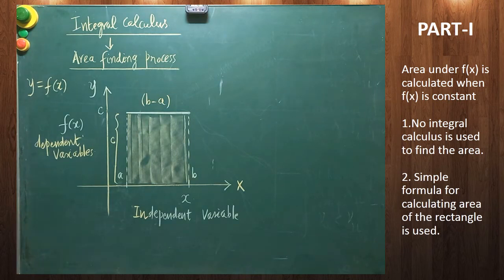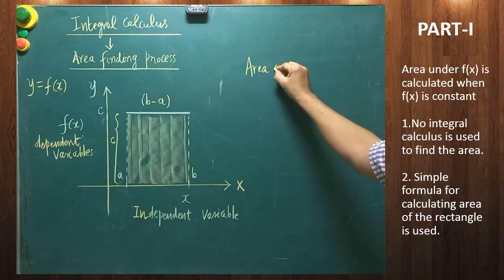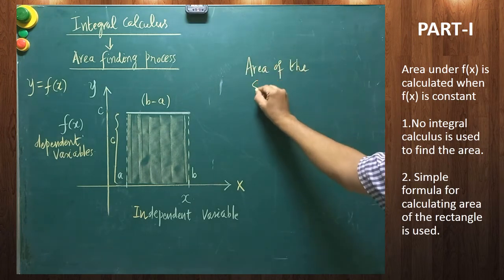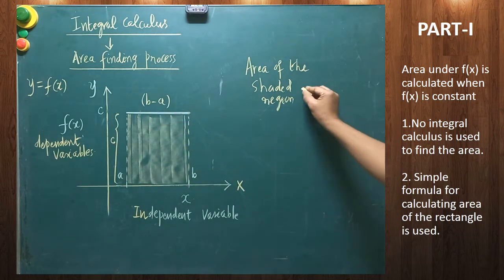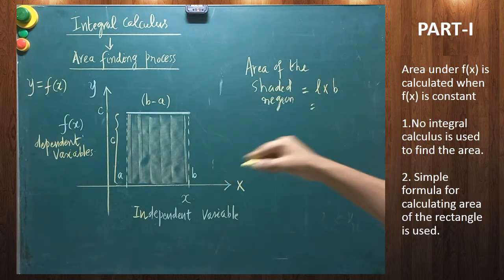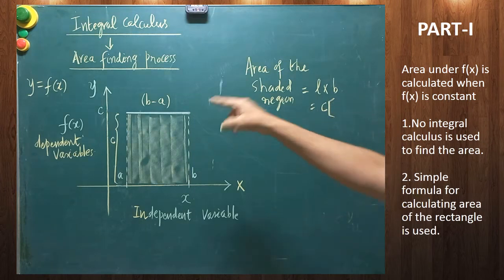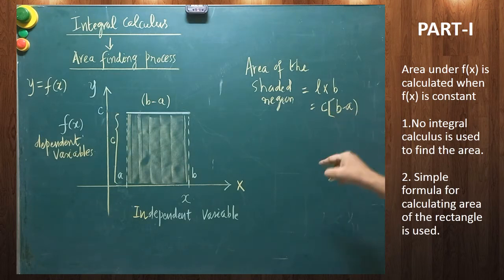How to calculate the area? Since the shape of the shaded region is a rectangle, we can easily write the formula. What is the formula? Area of the shaded region, or you can call it the area under the straight line, area under the curve. Length into breadth is the formula. What is the length? c. And b minus a is the breadth. So by using this simple formula, we are able to calculate the area of the shaded region.